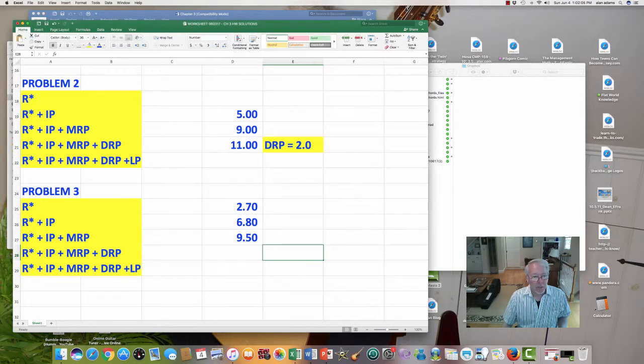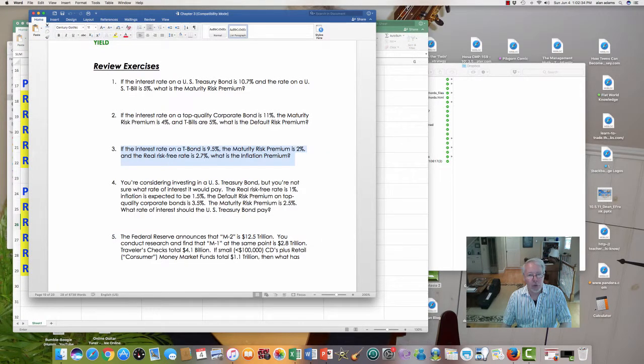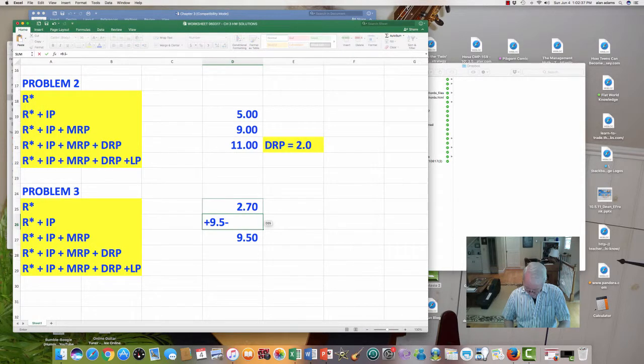Okay, we were saying a T-bond is 9.5%, and we know that the real risk-free rate is going to be 2.7%. Okay, let's back up. Let's do this slightly differently. Let's take the 9.5 and start by getting rid of the MRP, and we'll back in that way. To find a T-bill rate, I'm going to take 9.5%, and the problem says my maturity risk premium is 2%. This way makes a little bit more sense. I get 7.5, that is the rate on a T-bill.